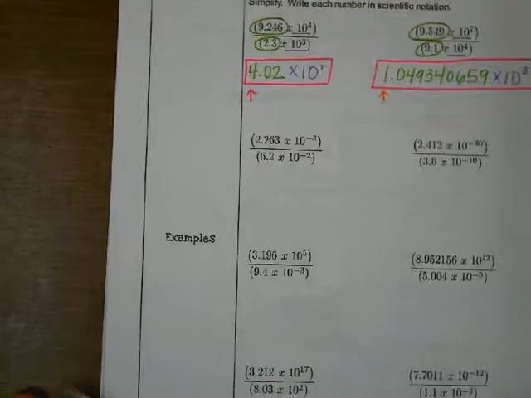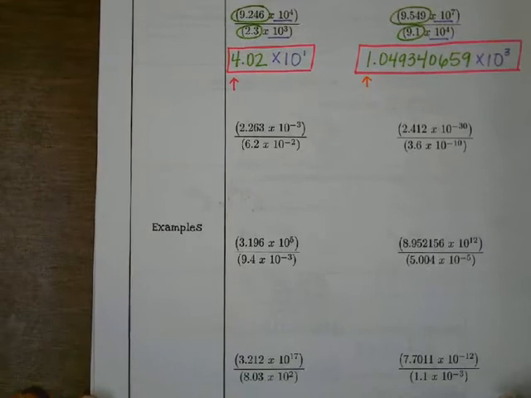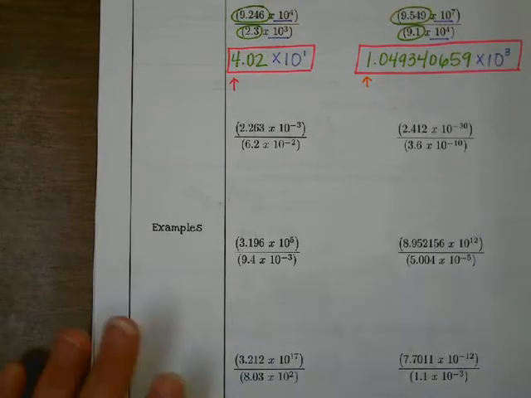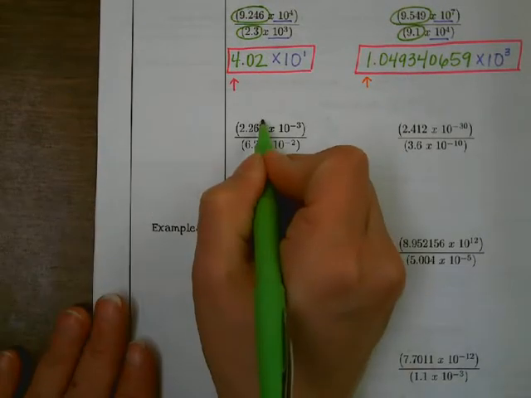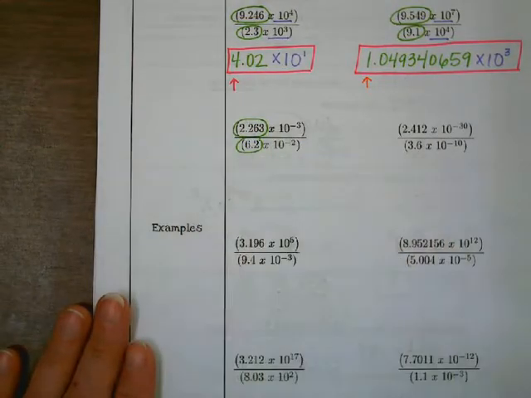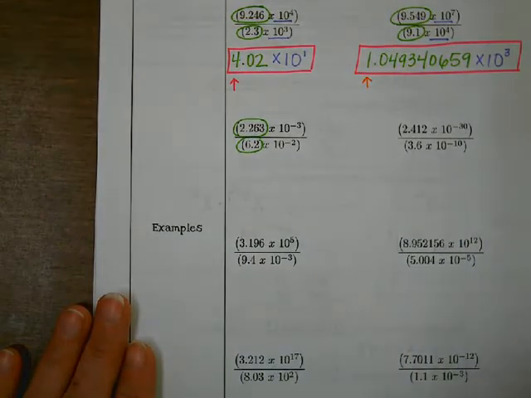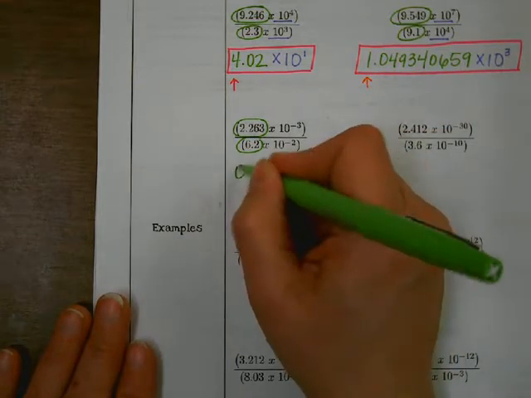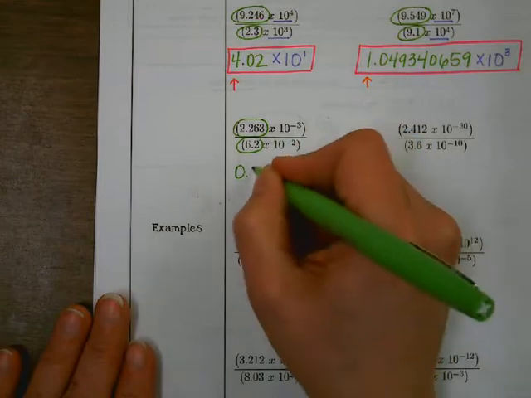All right, next two problems. All right, so go ahead and type into your calculator. My step one is to divide my decimal digits. Go ahead and divide 2.263 divided by 6.2. And you should have gotten the answer of 0.365.